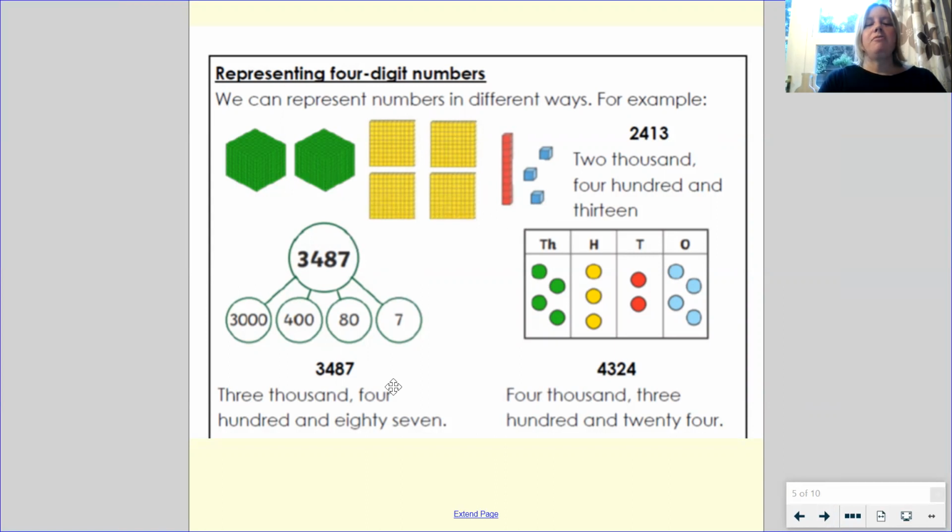We can represent 3,487 using the part-whole model. We can see how the number is made. We can also use a place value grid. This shows us that in 4,324, there are 4 thousands, 3 hundreds, 2 tens and 4 ones. Can you choose a four-digit number and represent it in different ways to share with your teacher?